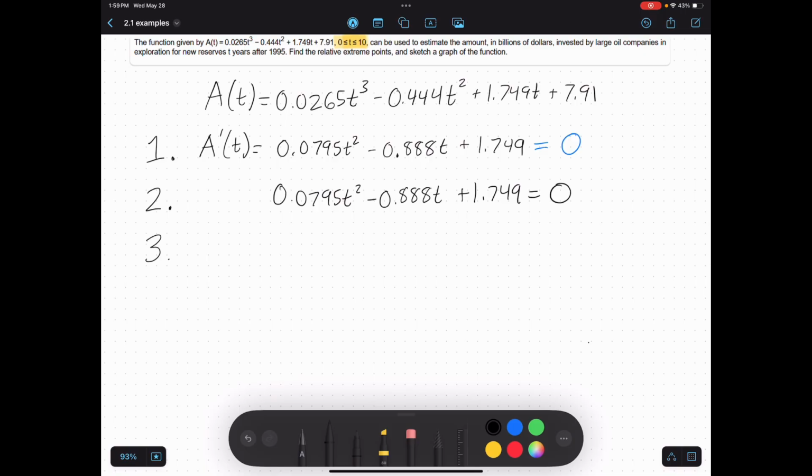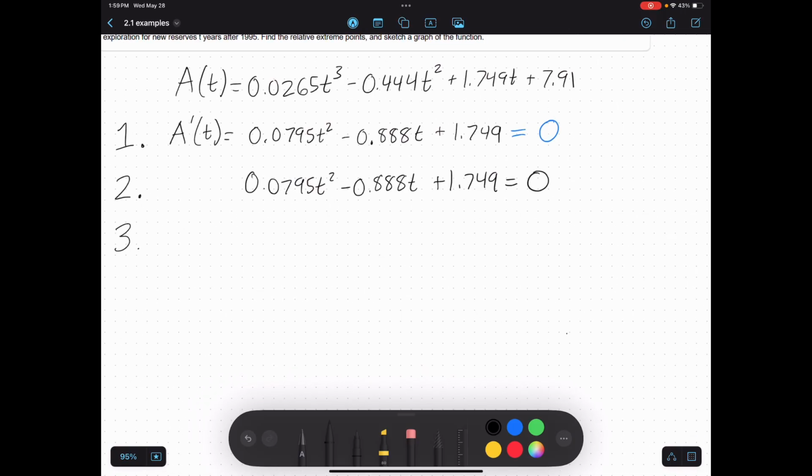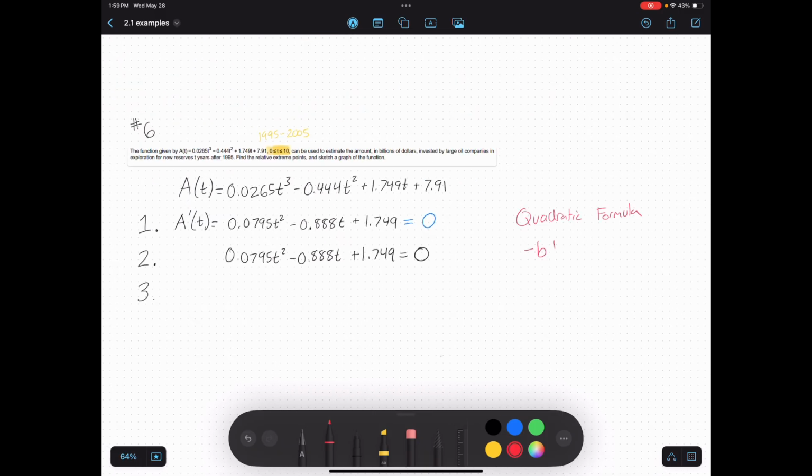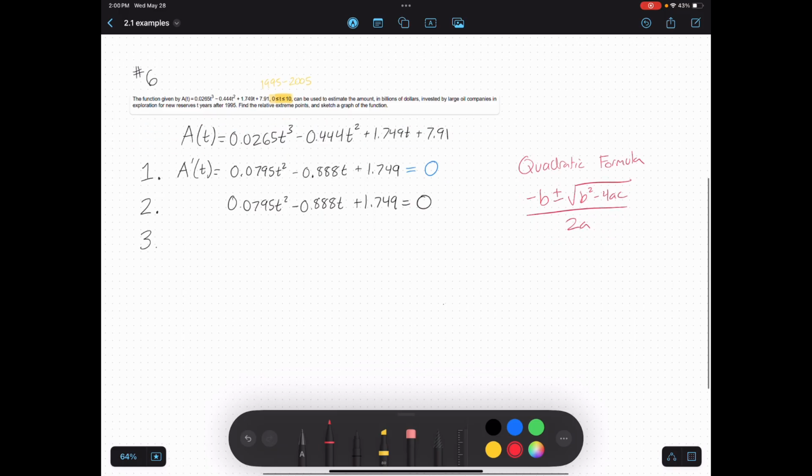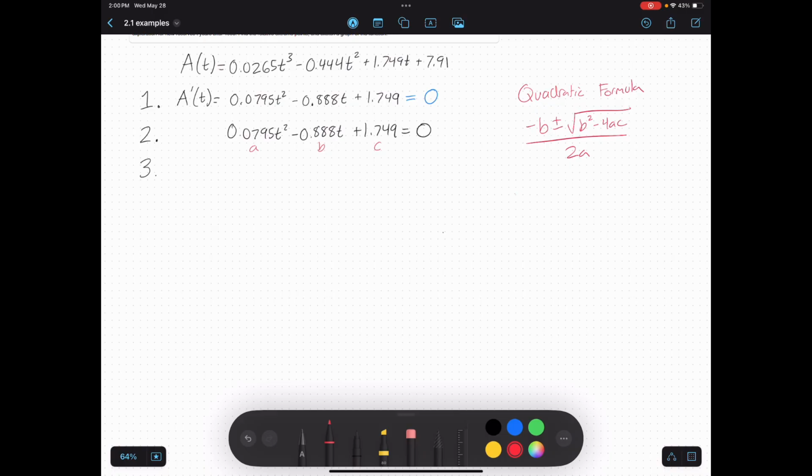I can either factor, but this factoring is going to be really ugly because it's all these big decimals. So instead, I can just use the quadratic formula. The quadratic formula is negative b plus or minus the square root of b squared minus 4ac, all over 2a. Well, in our case, this is my a value, this is my b value, and this is my c value. What does that give me? That gives me negative b, but b in our case is already negative because of this sign right there. So I get positive 0.888 plus or minus the square root of negative 0.888 squared minus 4 times 0.0795 times c, 1.749, all over 2 times 0.0795.